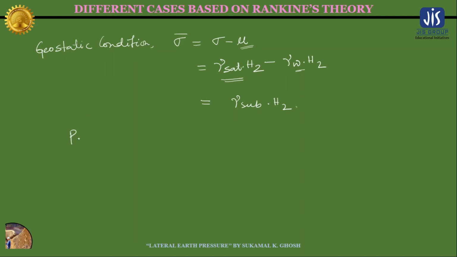So for the geostatic condition at layer 2, the active earth pressure, that is PA3, is Ka into sigma bar, that is Ka into gamma submerged into H2. This is PA3.